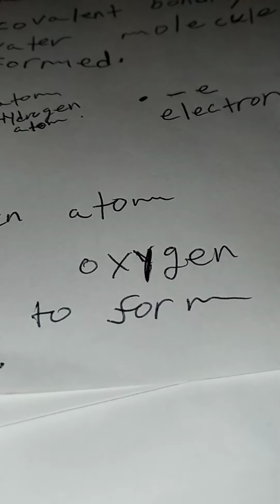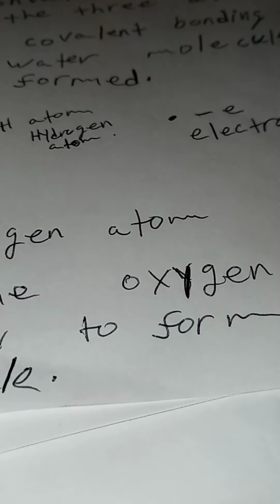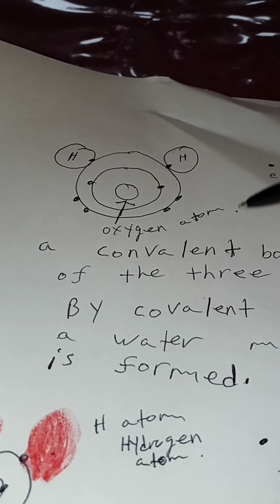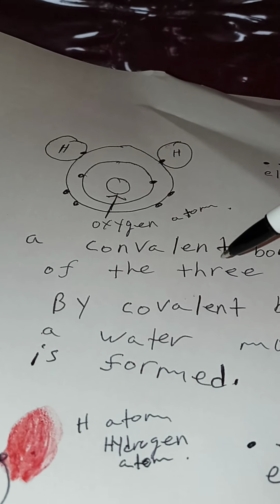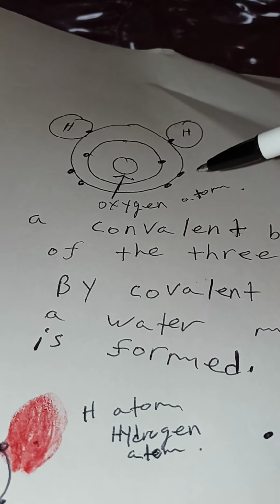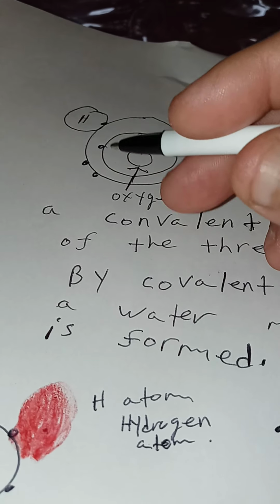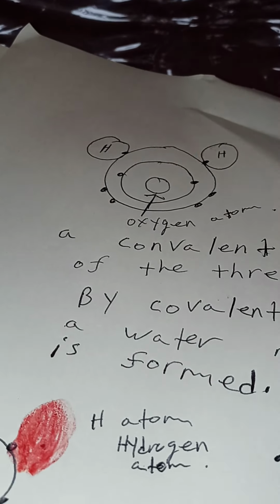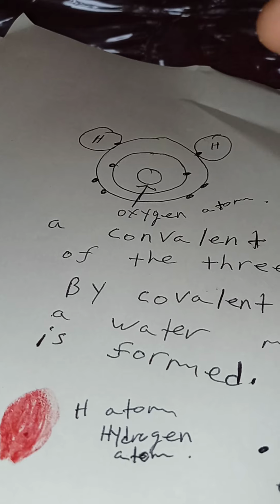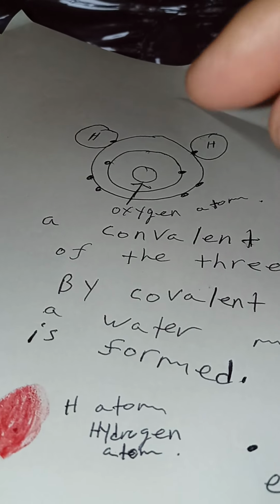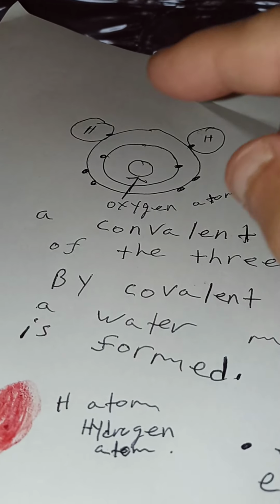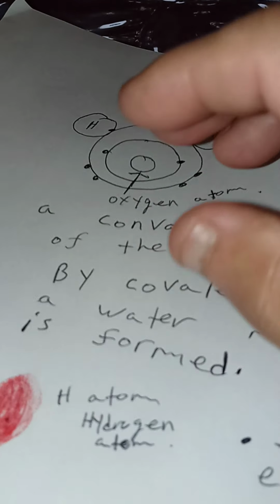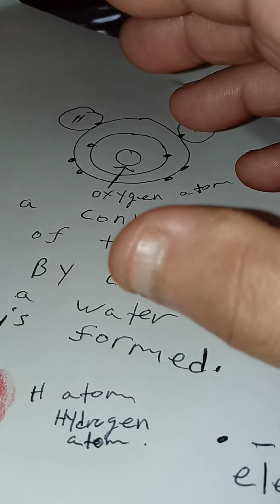Now you can have a CO2. You can have a C atom and 2 O atoms. But the electrons have to come into play in order to be attracted to the carbon atom. You have to get 2 oxygen atoms and one carbon atom to come together.